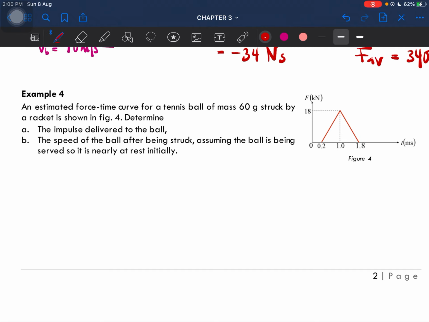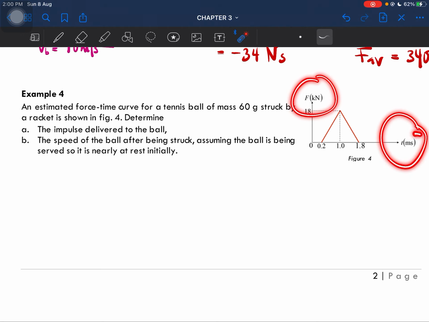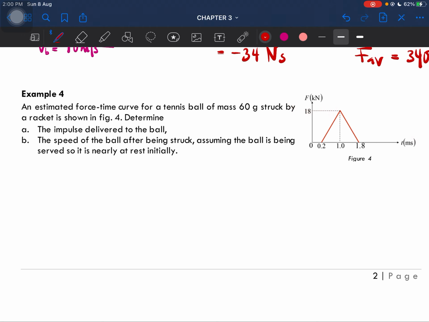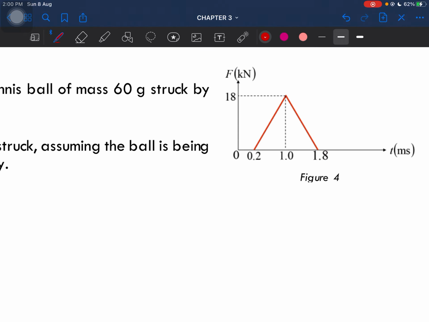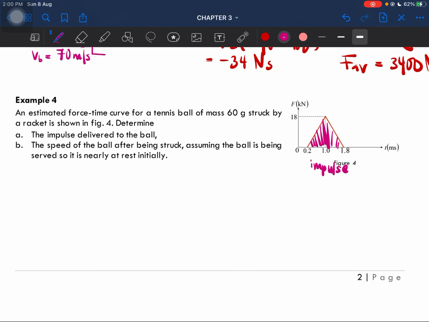So from the force time graph, we know that the shaded area under a force against time graph is the impulse. The shaded area, which is this one, is giving us the impulse. So impulse is the area under the graph.